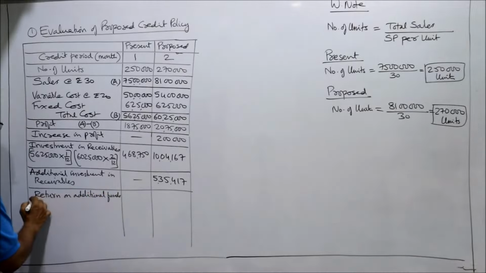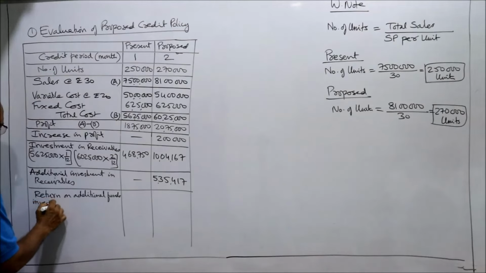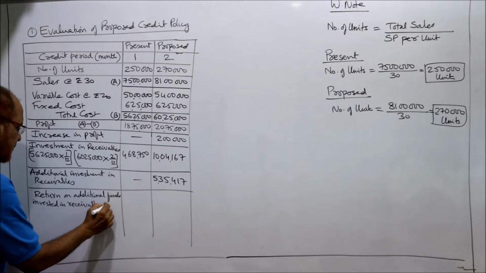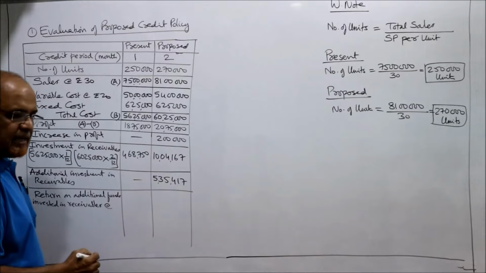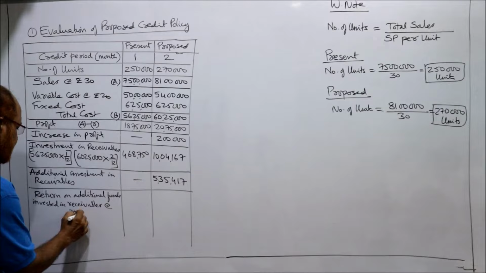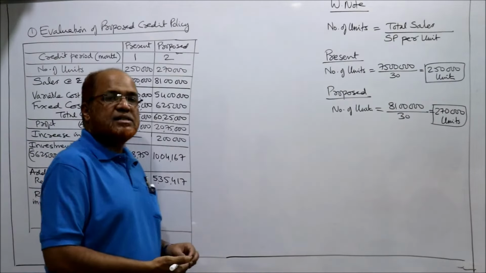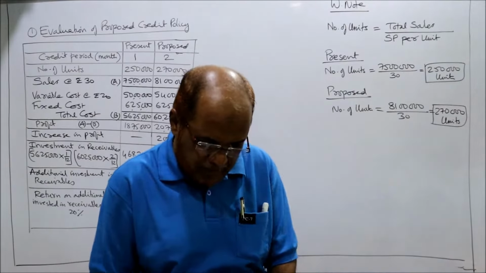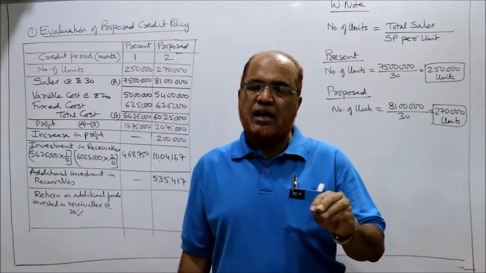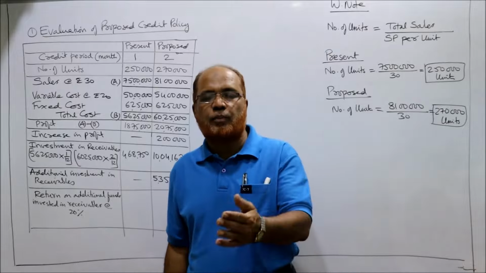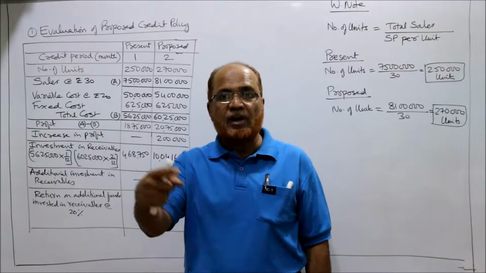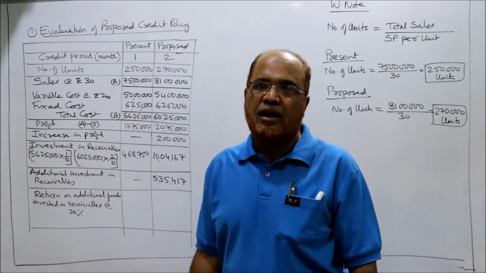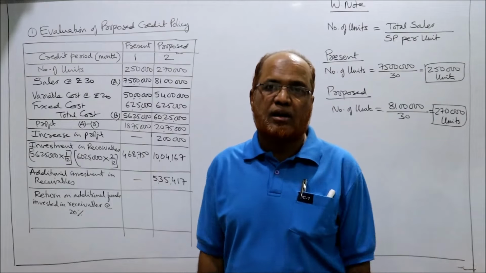Return on additional funds invested in receivables at the rate of 20%. It is given in the problem that return we require on investment in receivables is 20%, given in the last line. जो पैसा हम investment कर रहे हैं receivables में, उसके ऊपर हमको return चाहिए 20%, because we have to pay it to the supplier of funds. Supplier of funds को जो return pay करना है वो 20% है. ये तो cost लग रहा.